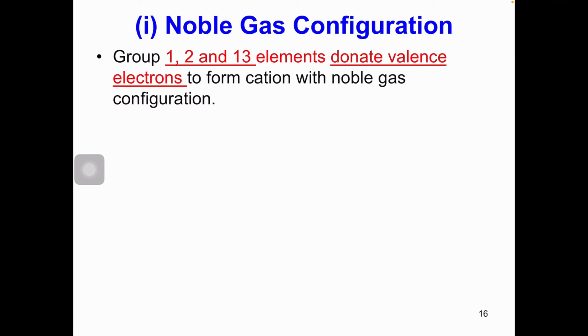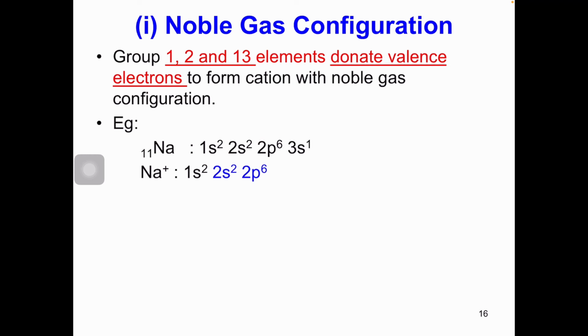Okay, let's see the noble gas configuration. What does it mean? It mentioned here: group 1, 2 and 13 elements donate valence electrons to form cations with noble gas configuration. So elements in groups 1, 2 and 13 tend to donate their valence electrons to get noble gas configuration. For example, sodium originally has the configuration 1s2, 2s2, 2p6 and 3s1. And if we notice, in a state like 3s1 it is not stable because it is not full. So in order for sodium to be stable, it will donate its one electron and becomes 1s2, 2s2 and 2p6. And we notice that this electronic configuration is full, complete, or stable.